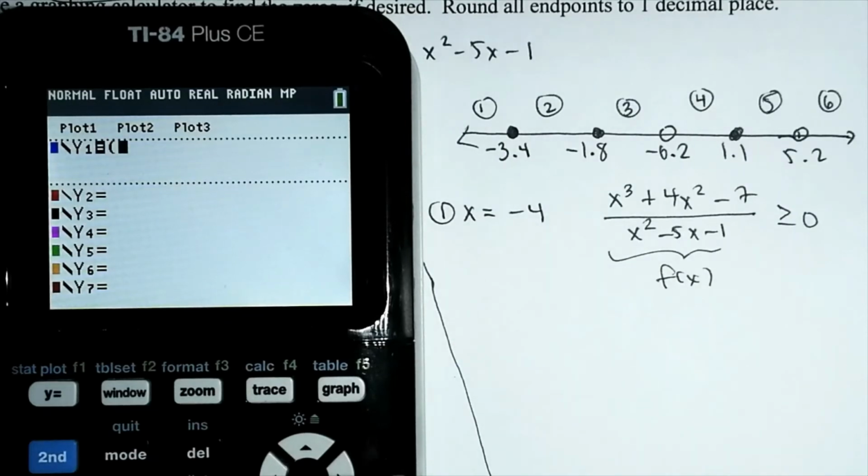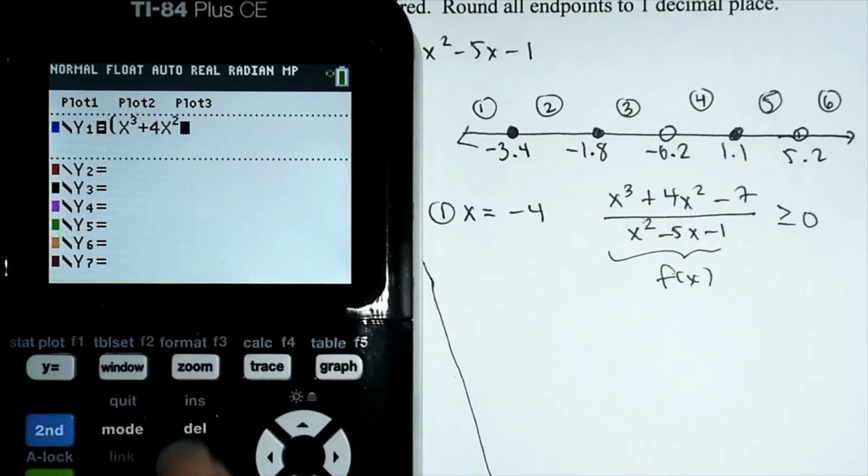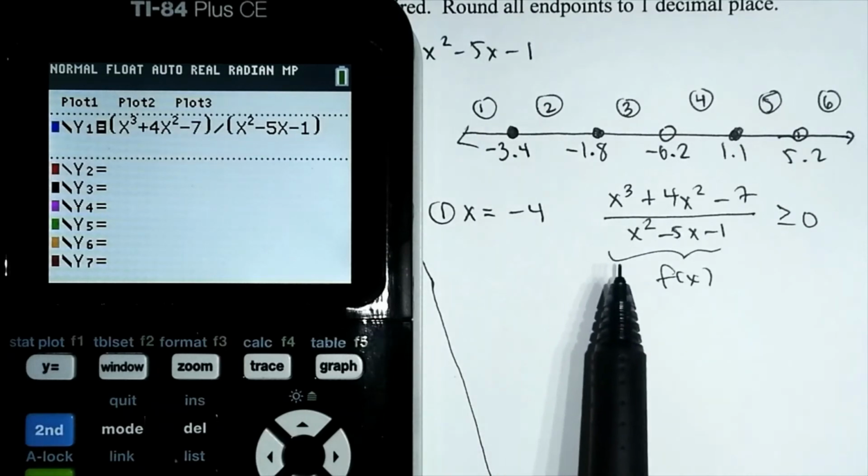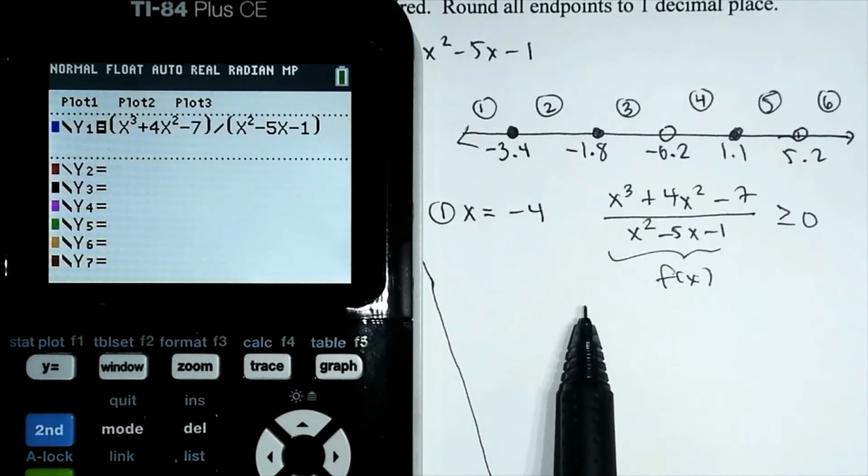Okay, so let's open the numerator. That will be x to the third power. Get out of the exponent, plus 4x squared minus 7, close the numerator, fraction bar, divided by, open the denominator, x squared minus 5x minus 1, and go ahead, close the denominator, and then we're going to test it out supposedly by hand, but with the use of our technology.